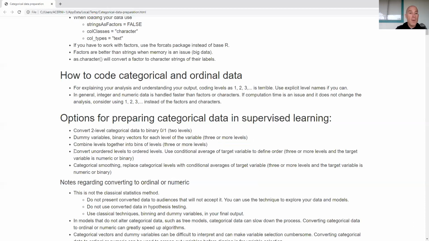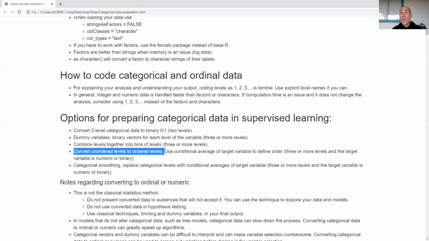Another option we have is to convert unordered levels to ordered levels. Now, this is one of those things that classical statisticians will scream at you for. They will hate you for this. They will think this is terribly bad. Okay, I'm going to propose that for machine learning, this is a good idea or something we should consider in our tool belt. Maybe we use it, maybe we don't.